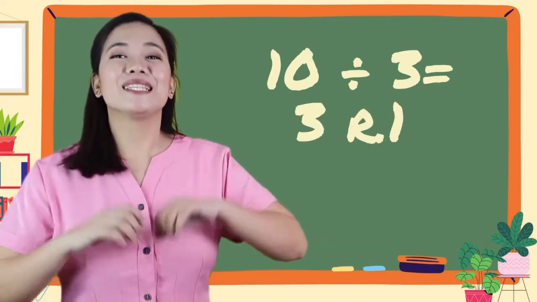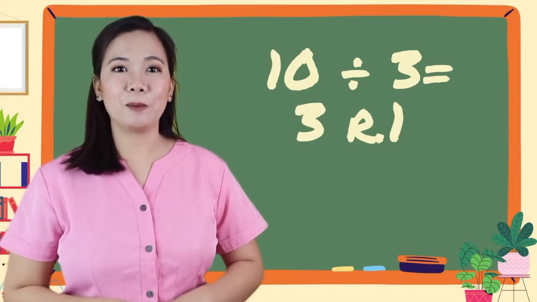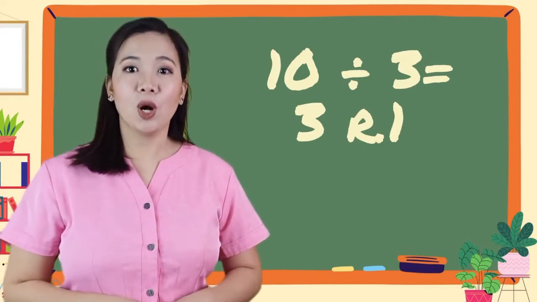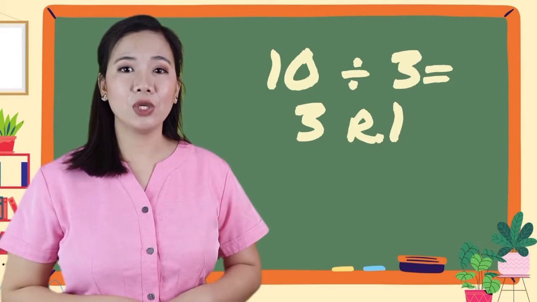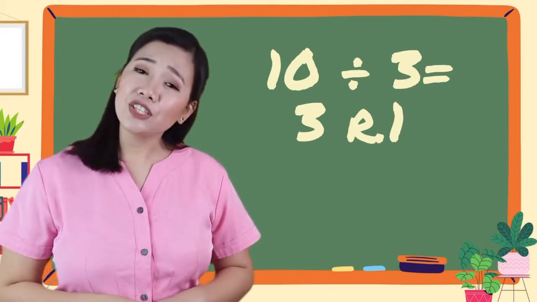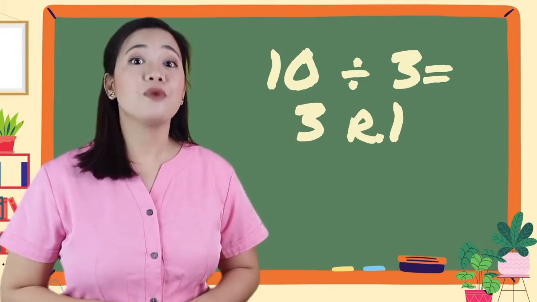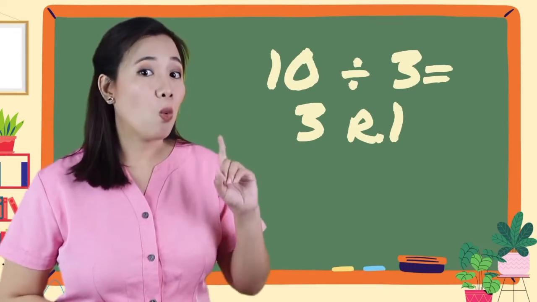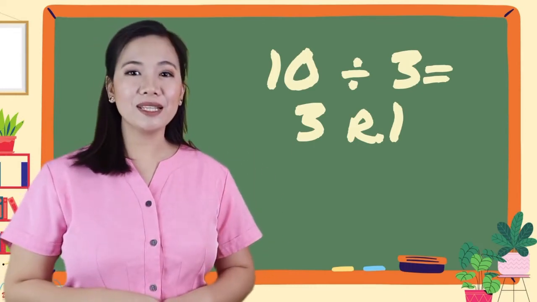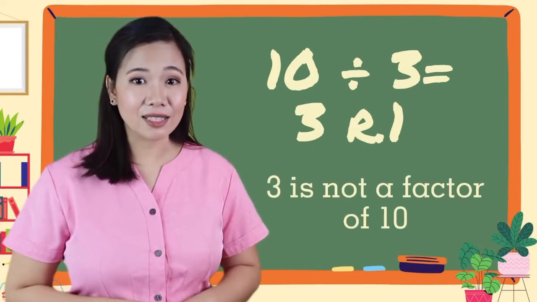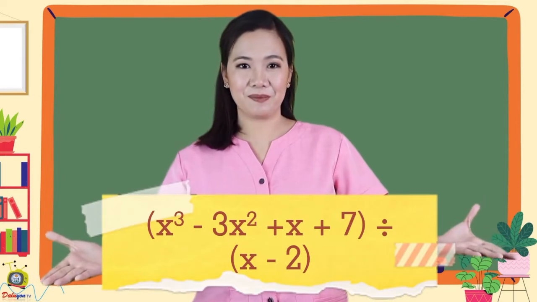Very good! Since 10 is not divisible by 3, we don't have an exact value for the quotient. As you notice, there is a remainder, which is 1, which also means that 3 is not a factor of 10. This time, let us consider this division.